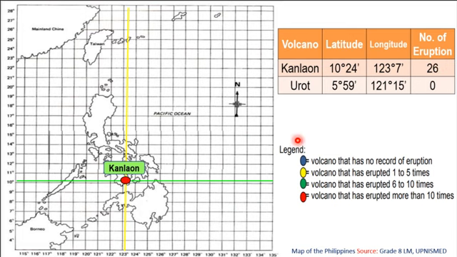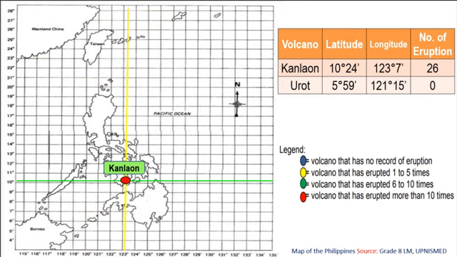So you have to follow this legend onto what color you are going to use. You have to color the volcano blue if there is no record of eruption. Color it yellow if the volcano erupted 1 to 5 times. And green if the volcano erupted 6 to 10 times.